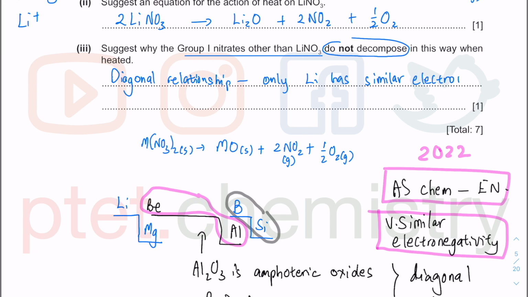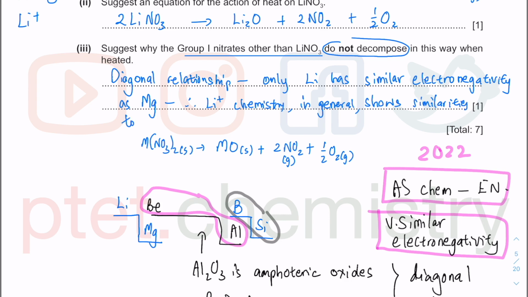Do I want to say this? Only lithium has a similar electronegativity as magnesium. Therefore, lithium nitrate follows, not just lithium nitrate actually, lithium chemistry, lithium plus chemistry in general, shows similarity or resembles that of magnesium, the group 2 metal, that of Mg2+ metal there.